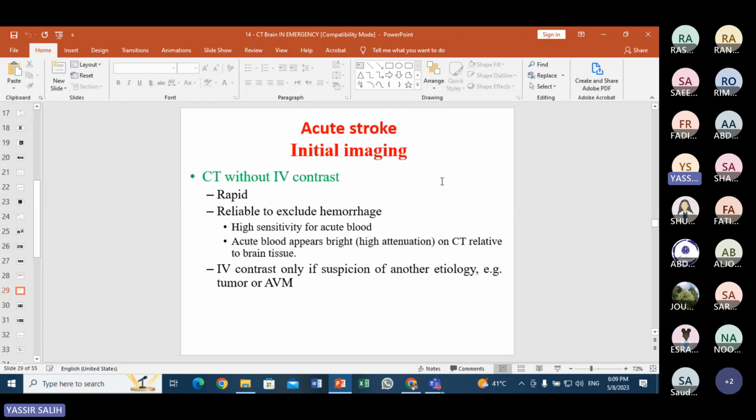طيب when we need to give the patient contrast؟ إذا patient بستروك وإحنا متى نعطيه contrast؟ إذا كان الكوز may be a tumor bleeding or arteriovenous malformation. Patient جاب acute stroke وعندنا suspicion of tumor bleeding or arteriovenous malformation. This is an indication for contrast. لكن إذا ما عندنا السسبشس دي ما بنحتاج ل contrast.